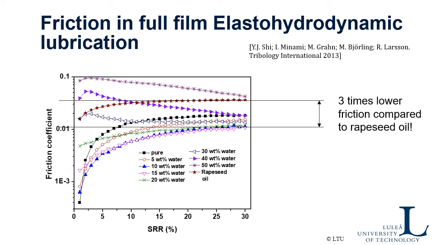But if you then take the glycerol, if you take the pure glycerol, you end up with a curve here. But if you mix some water in it to get a lower viscosity to start with, you may end up down here, typically with some 5, 10, 15% of water. And then you see that the friction coefficient is down to 0.01. So it's 3 times lower friction with the glycerol than with the rapeseed oil. So if you can keep the surfaces apart, still keep the full film lubrication condition, you may reduce the friction by 3 times by using a low alpha fluid. So that's something to remember too.